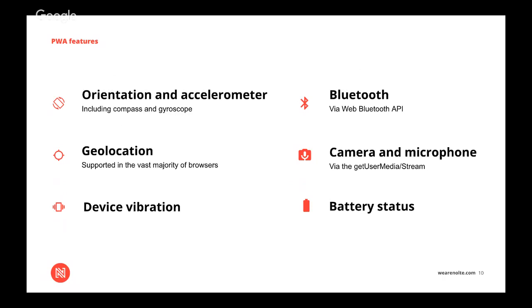You can send vibration or set device vibration. You can use the Bluetooth using the web Bluetooth API. You also have access to the camera and the microphone using the get user media and stream. And also you can check the battery status of the device.